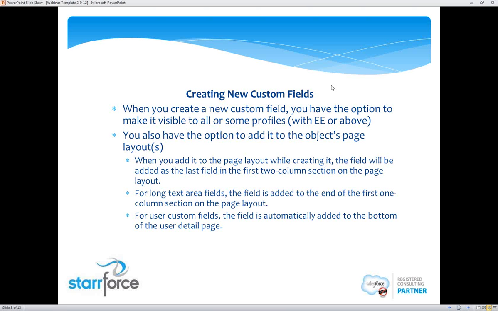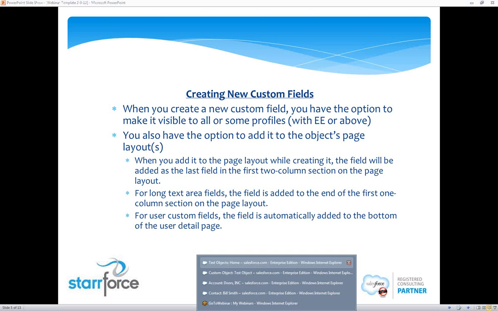One thing I do want to let you know about that: when you do add it to the page layout while you're creating it, the field is added as the last field in the first two-column section on the page layout. Long text area fields and user custom fields have a different place where they're going to go. But for the most part, when you add a field to, say, your lead or your contact object, it's always going to pop up as the last field on the left-hand side. So let's go ahead and actually take a look at that.